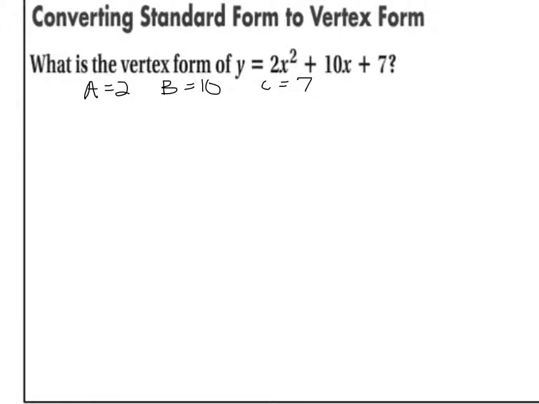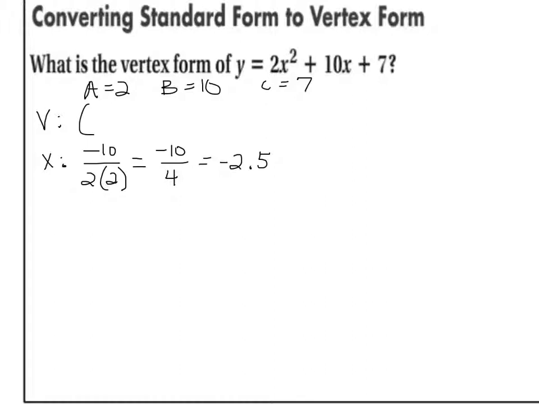Okay, so vertex, I got to figure out my vertex. First thing. So to find the x value of the vertex, I'm going to take the opposite of b, which is negative 10, over 2 times a, which is 2. And this is going to be negative 10 over 4. Which in this case, you can make this into a fraction, which would be negative 5 halves. Or you can convert this into a decimal. And the decimal is going to be a little bit nicer to use. So let's say negative 2.5. Okay, so the x value of the vertex is negative 2.5.